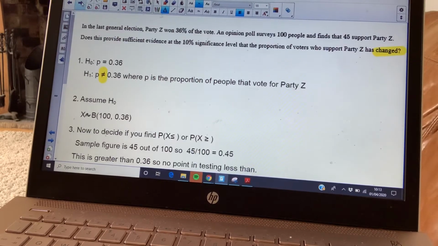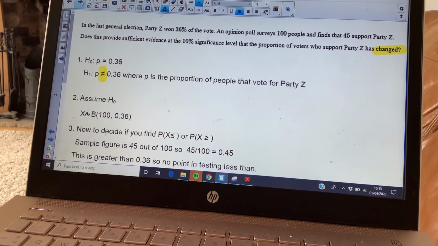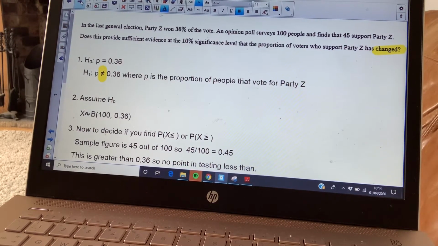So let's have a look at an example. In the last general election, Party Z won 36% of the vote. So straight away, you've got your value of P, your probability or your proportion. An opinion poll surveys 100 people, there's your value of N, and finds that 45 support Party Z. Does this provide sufficient evidence at the 10% significance level that the proportion of voters who support Party Z has changed? So here's the difference, it's changed.